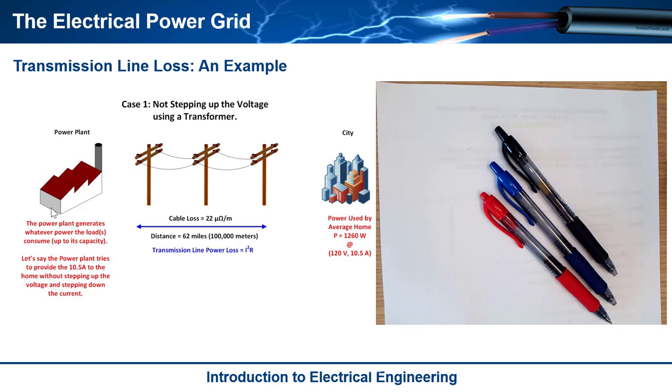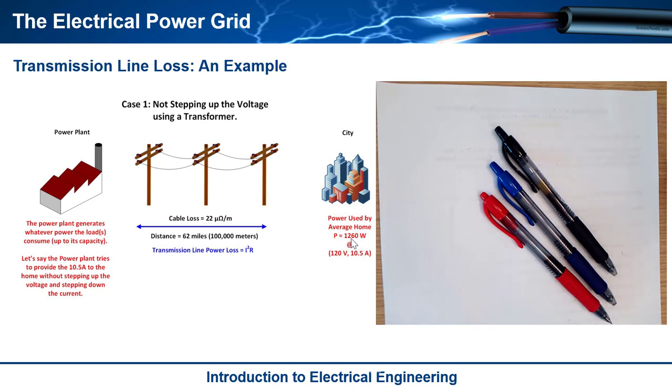Okay, so it turns out that an average home in America consumes about 1260 watts. Now remember that's watts as a rate, right? So that's joules per second. And in a home we're at 120 volts AC, 10.5 amps AC, and that's all RMS, but that's about the amount of power that we're consuming continuously over time.